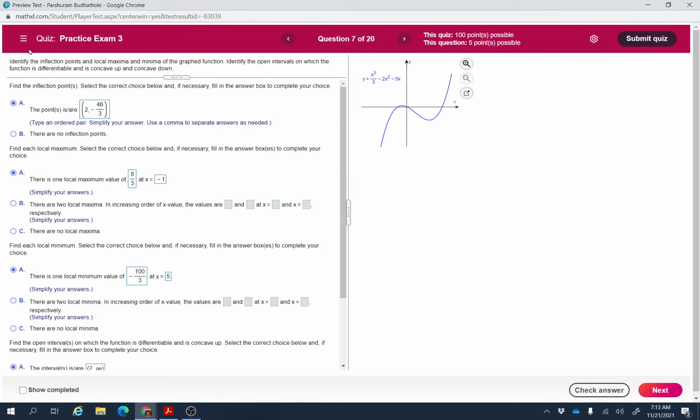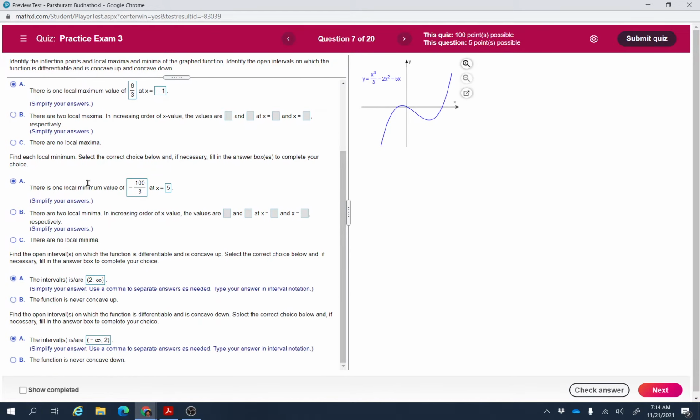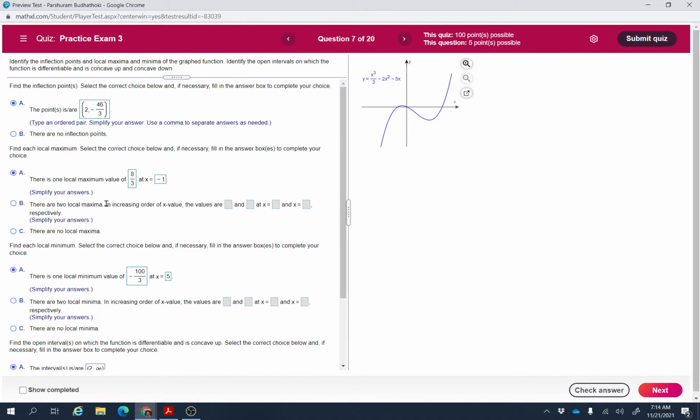Problem 7, identify the inflection point. I already did this problem to save some recording time, but I'm going to explain how you can answer this question. Identify the inflection point and local maxima and minima of the graphed function. Identify the open intervals on which the function is differentiable and is concave up and concave down.